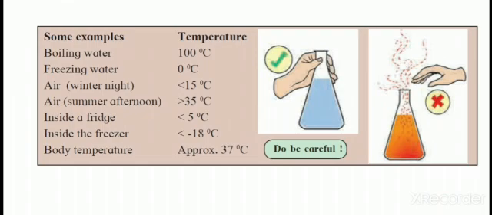Then the temperature inside the fridge is less than 5 degrees Celsius, and the temperature inside the freezer is less than minus 18 degrees Celsius. And the temperature of the human body is approximately 37 degrees Celsius.